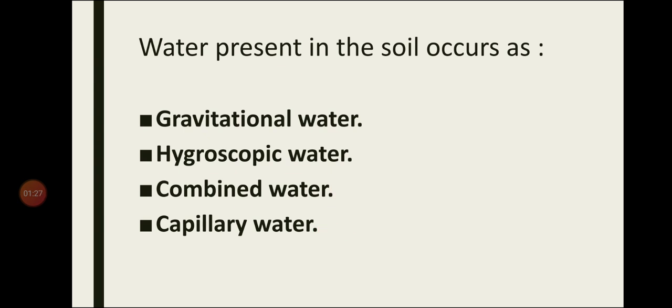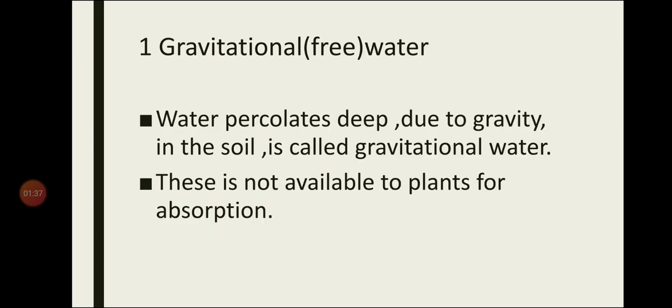One by one we will study the different types of water and which type of water is available to the plants for absorption. First one is gravitational or free water. Gravitational water is also known as free water. The water that percolates deep due to gravity in soil is called gravitational water.